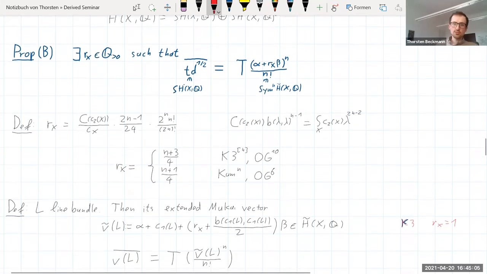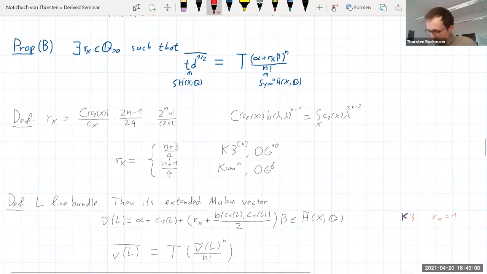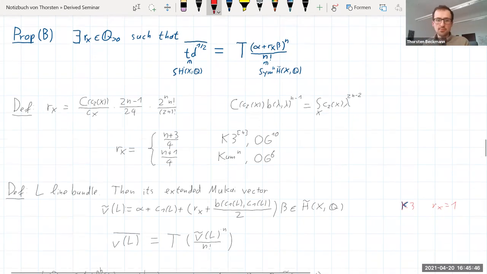The reason why this is so interesting and helps us is the following: the property I have above also holds, so that I can relate this extended Mukai vector and extended Mukai lattice to the classical Mukai vector. I can take the nth power divided by n factorial and project it to the Verbitsky component. That is the same as taking the usual Mukai vector of the line bundle in the full cohomology and projecting it to the Verbitsky component. This property will help us later to understand how the extended Mukai lattice and derived equivalences relate.